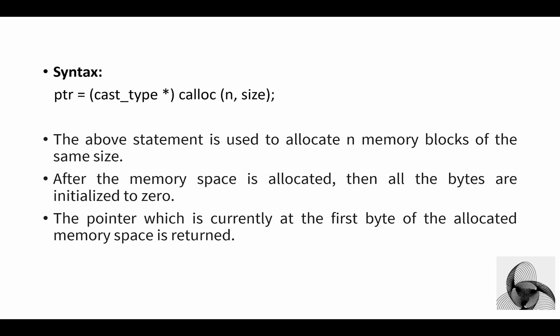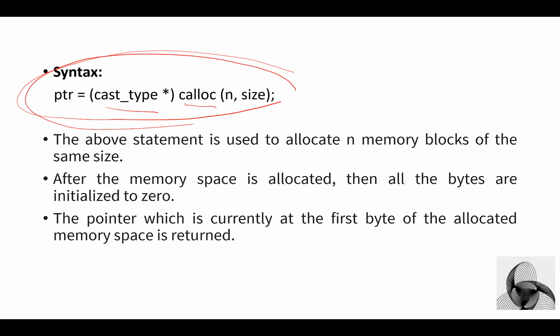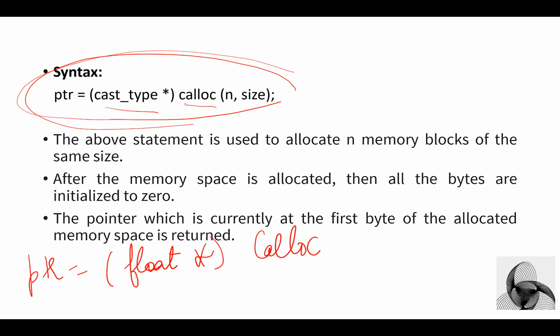The syntax is ptr = (cast type *) calloc(n, size). This statement is used to allocate n memory blocks of the same size. After the memory space is allocated, all the bytes are initialized to 0. The pointer which is currently at the first byte of the allocated memory space is returned. For example, ptr = (float *) calloc(25, sizeof(float)).